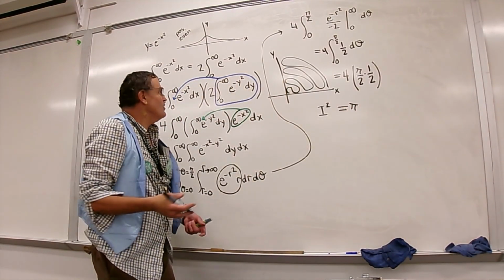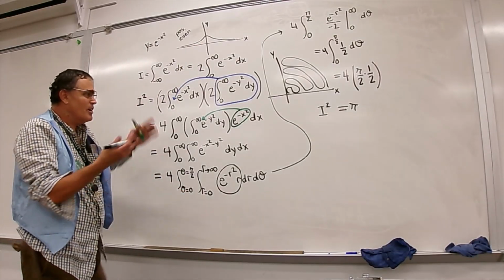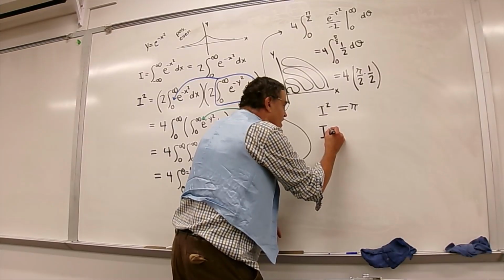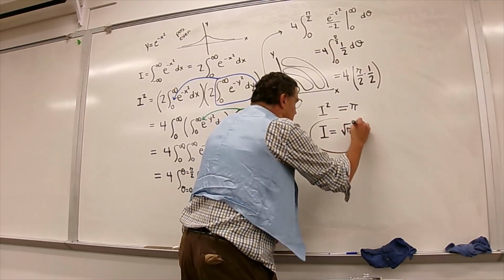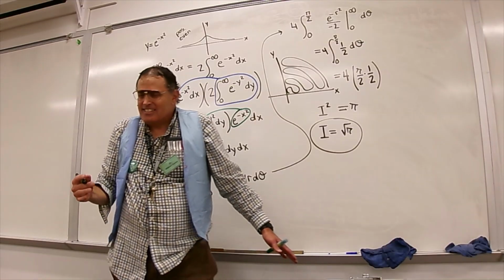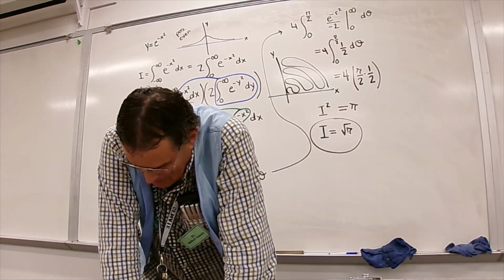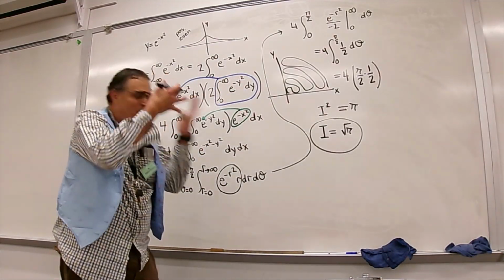Now that's not what we originally wanted. We wanted the area under the curve. We wanted just I. So what I'm going to do is take the square root, take the positive part. We have I equals the square root of pi. Excuse me. It's beautiful. This is beautiful.